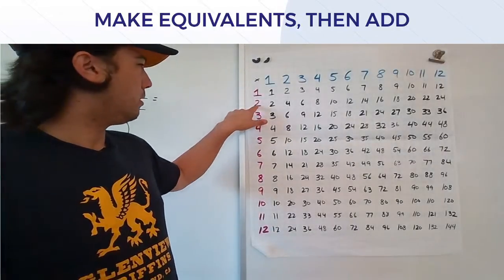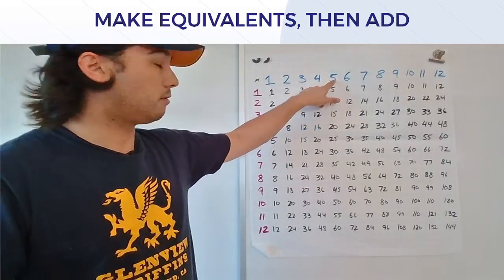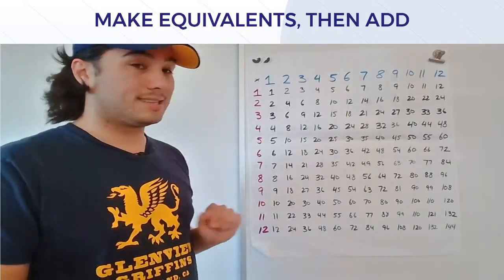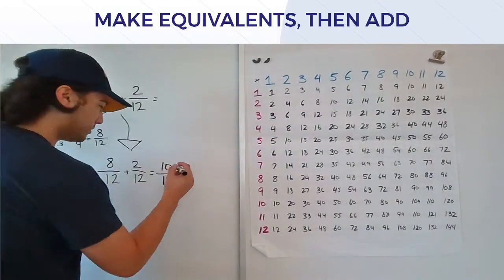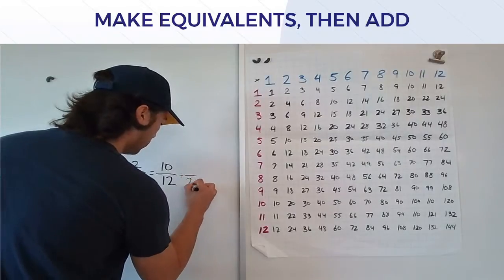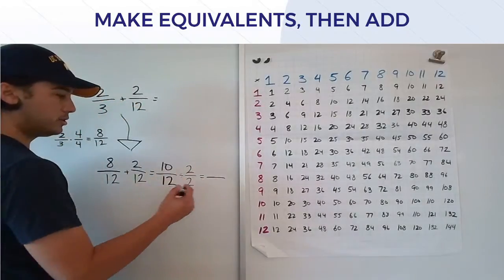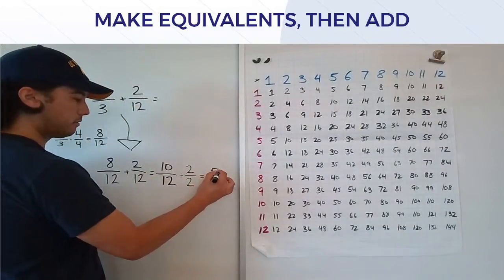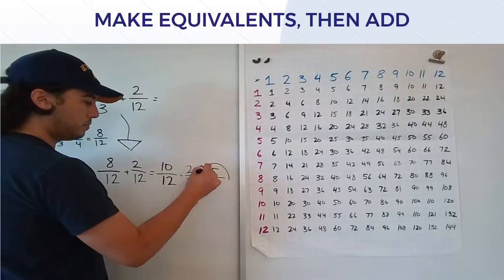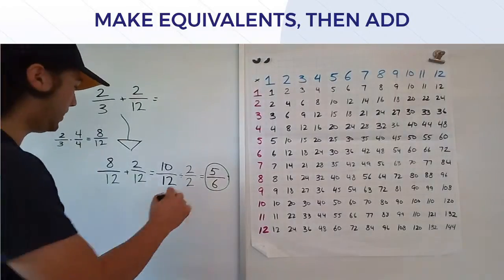So what times 2 is 10? 5. What times 2 is 12? 6. So our 10/12, in fact, because we're now dividing by an equivalent of 1, 10 divided by 2 equals 5. 12 divided by 2 equals 6. This would be our most simple answer, our most reduced answer.